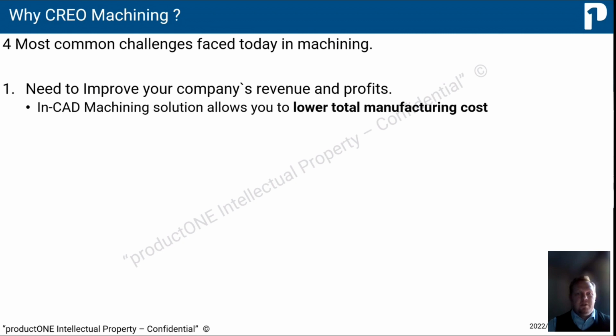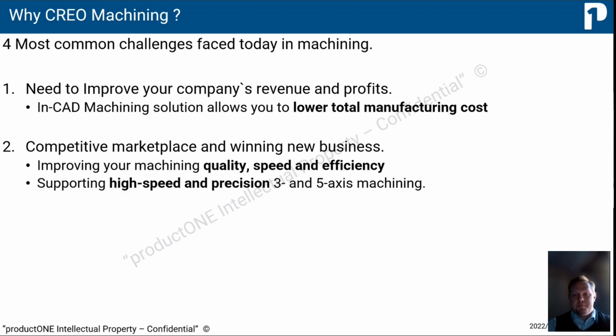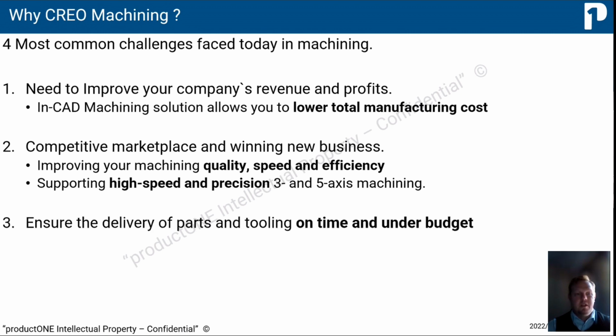Next, to lower your total manufacturing cost, there is the competitive market and winning new business. We all know the market is just getting more and more competitive, and to land new clients, you have to compete against people who are accessing the latest and greatest technologies. So companies that have efficient manufacturing processes that deliver fast but still have the best quality will turn out to be the winners in that situation.